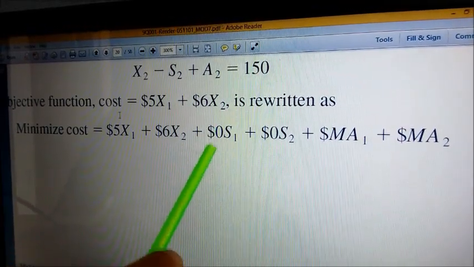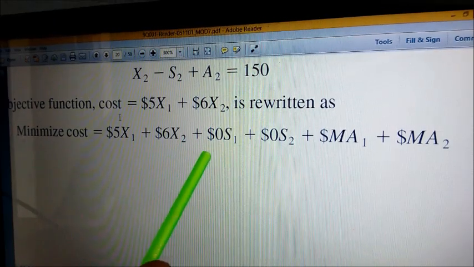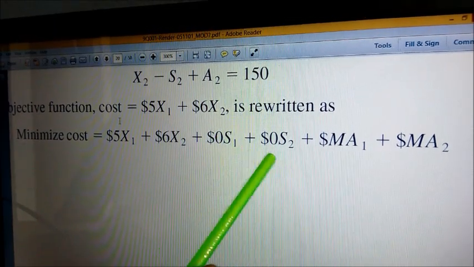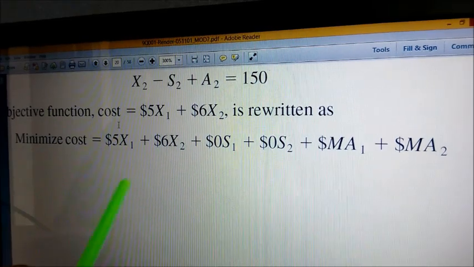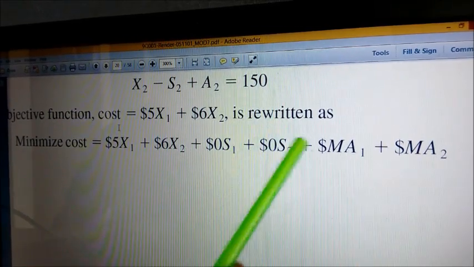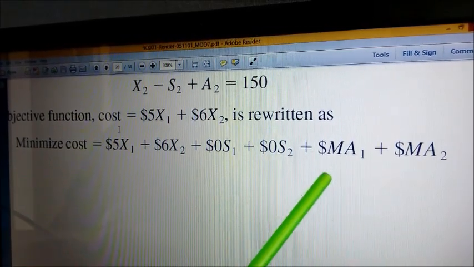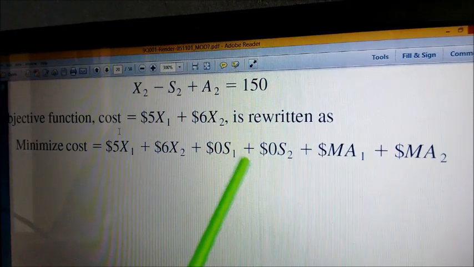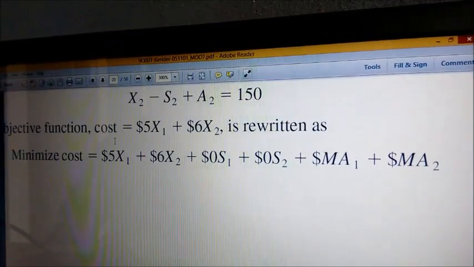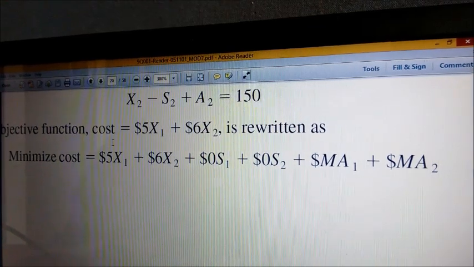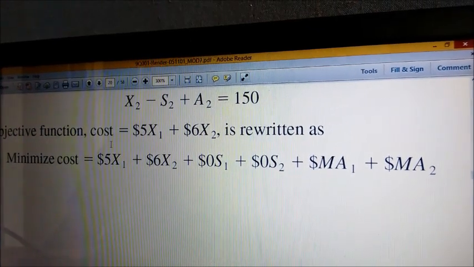in our objective function. Now the coefficients of s1 and s2 will be 0, just like in the maximization problems which you might have done before, but we take the coefficients of a1 and a2 as M. This is done in order to eliminate a1 from the final solution.